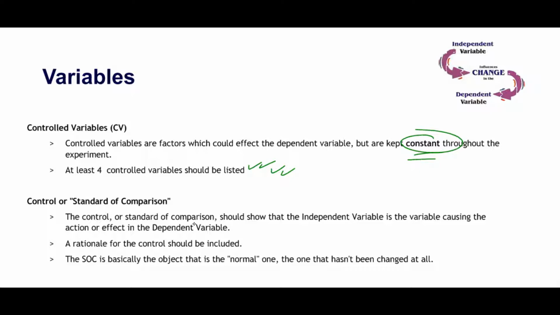Everything else remains constant. Next is your control or standard of comparison. This is also known as the control group. And this is what we're going to compare the independent variable to actually ensure that there was a change. You need to provide a rationale for why you chose that. And it must be, or probably it's going to be, as close to normal as possible. Meaning a normal situation where there are no manipulated changes in that normal environment. And I will give you an example of that again in a few minutes.